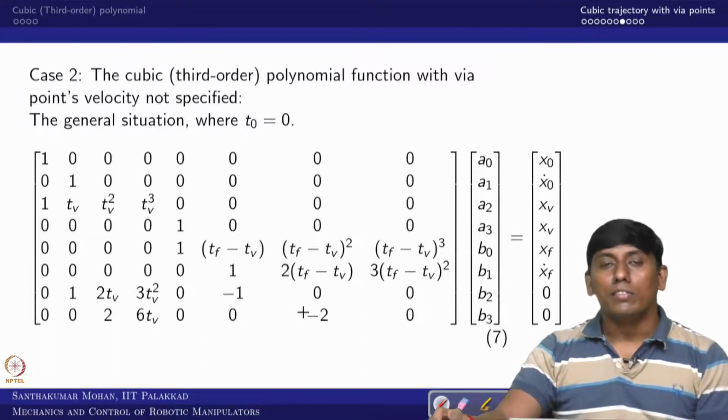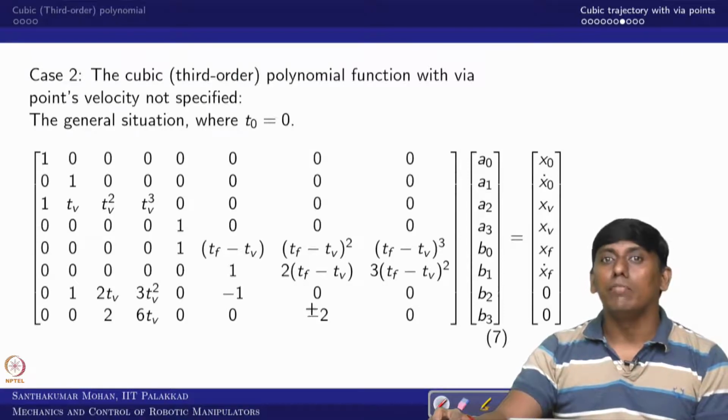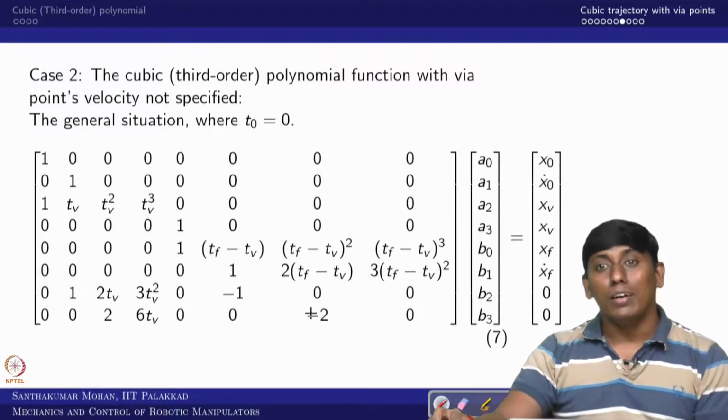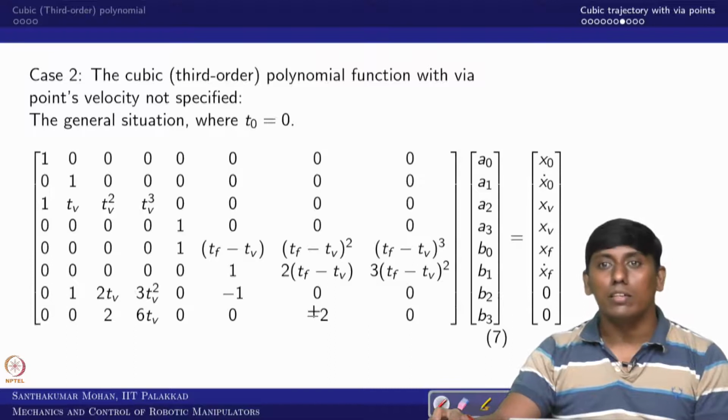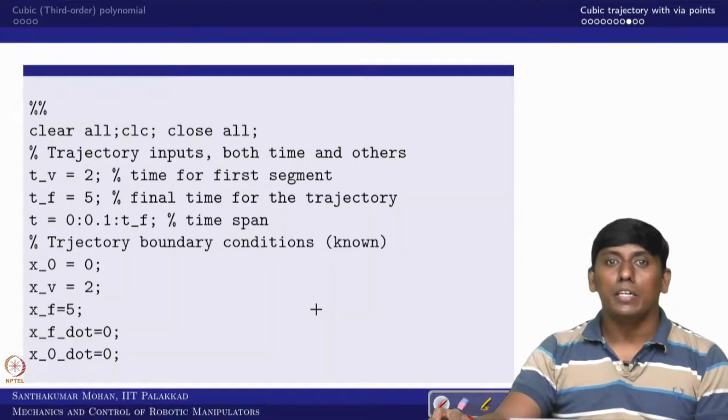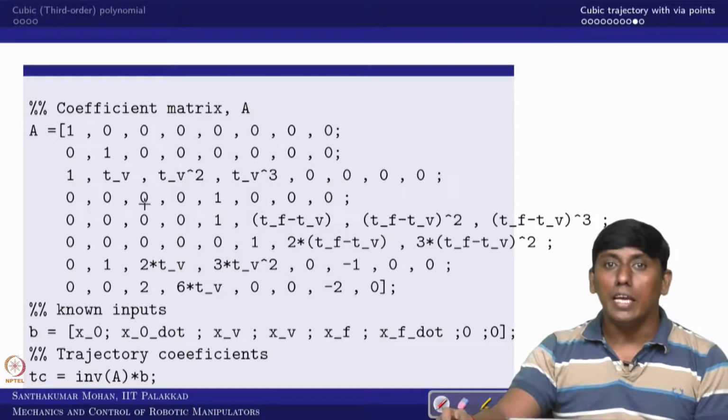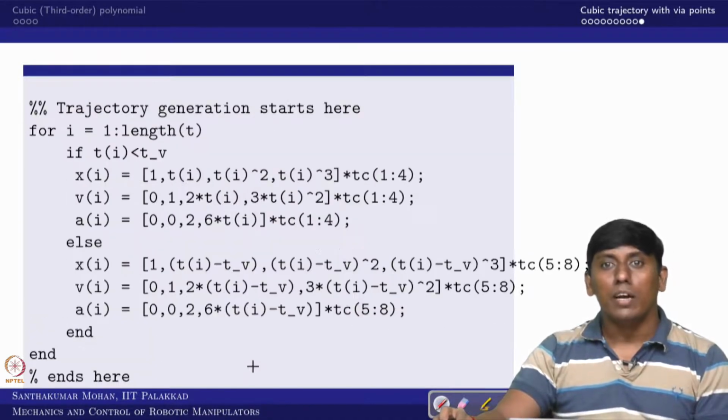In this case the via point velocity is not specified; we have chosen it based on the smoothness of the acceleration. So these have not changed. The only thing is that the via point velocity has been removed and the A matrix is modified, and the remaining things are all the same.